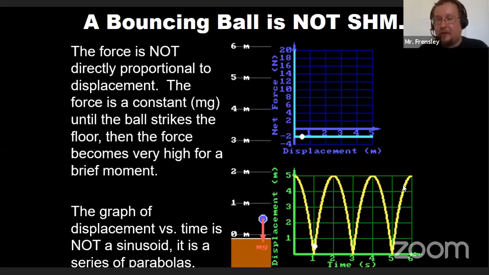I know what you're thinking. Parabolas are simpler than sine waves, right? Not when they're repeating over and over again. Would you like to write a piecewise function with an infinite number of parabolas? I didn't think so. So this is a periodic motion. It is not a simple harmonic motion.